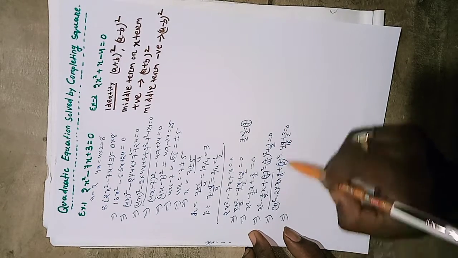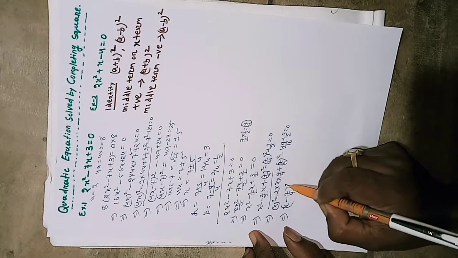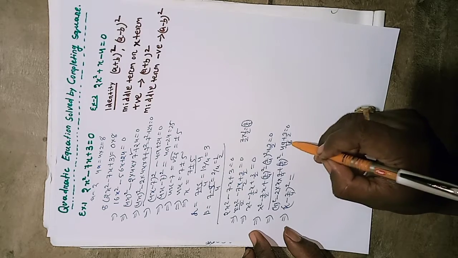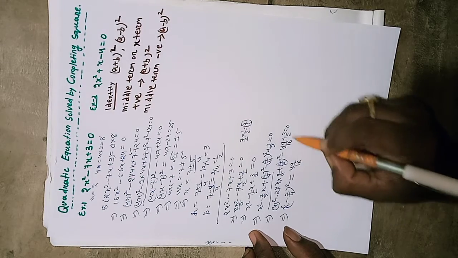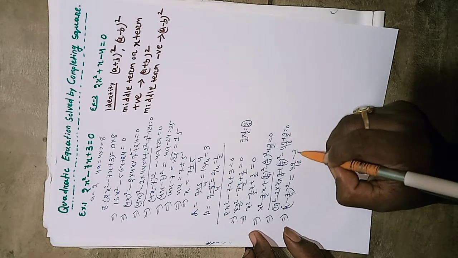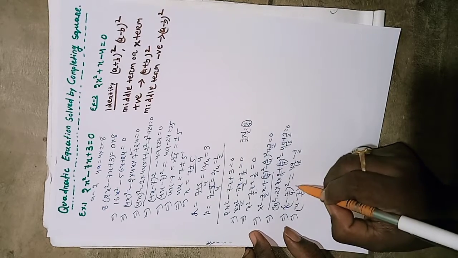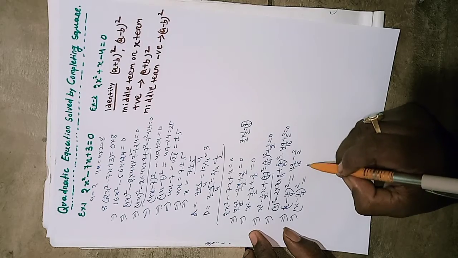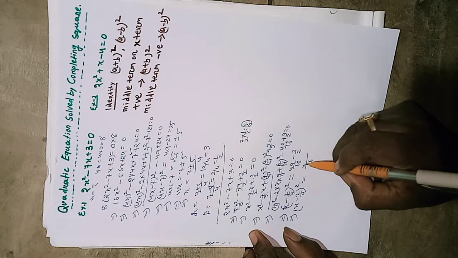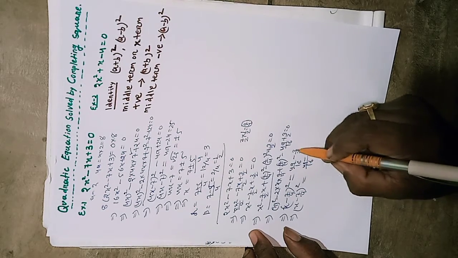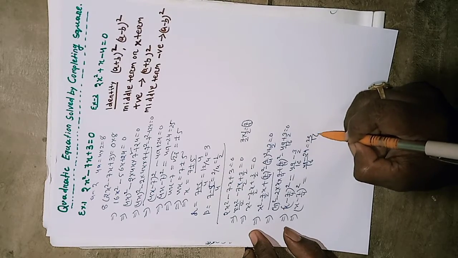Write this as (a minus b) whole square. That means (x minus 7 by 4) whole square equals, take the two terms to the right side: the minus changes to plus 49 by 16 and plus changes to minus 3 by 2. Implies that (x minus 7 by 4) whole square equals, LCM 16: 49 minus 24, which is equal to 25 by 16.